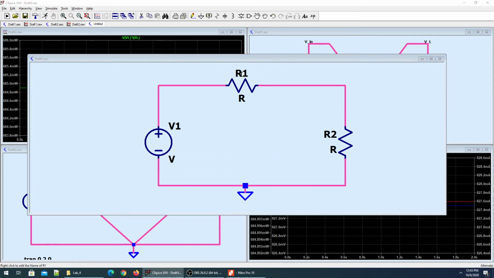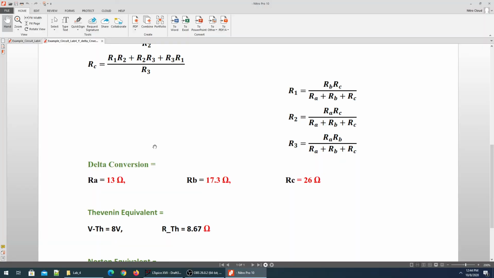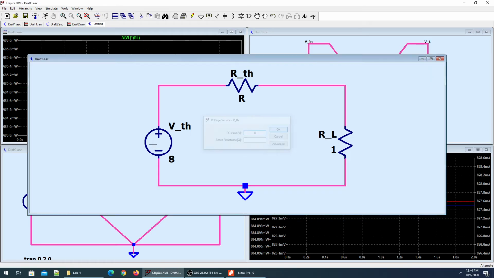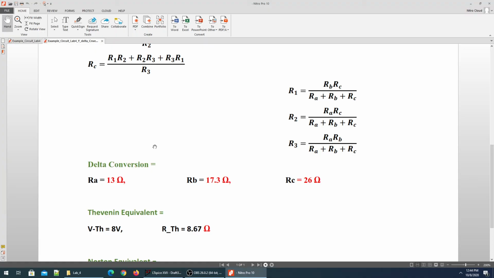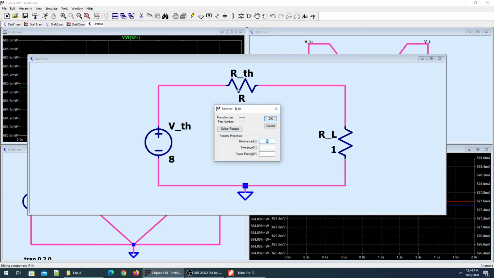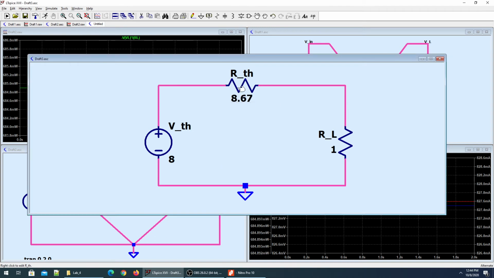I'll name this RTH, and this one VTH. I'll put one ohm value, and then I'll say this is my load resistance. The voltage is 8 volts. So this is pre-calculated. The Thevenin resistance is 8.67 ohm. I'll go with 8.67 ohm.